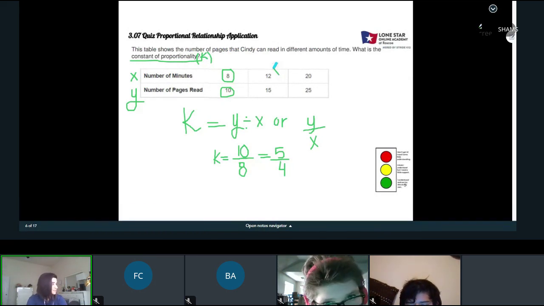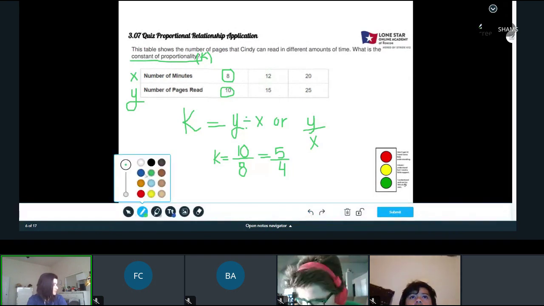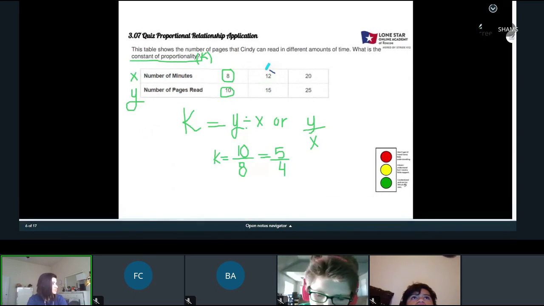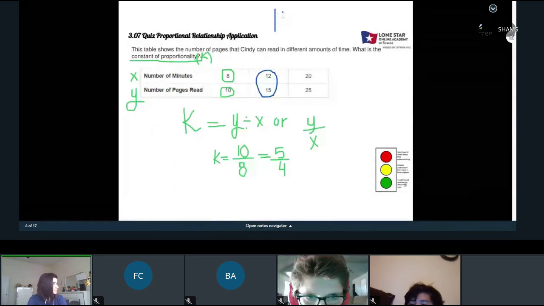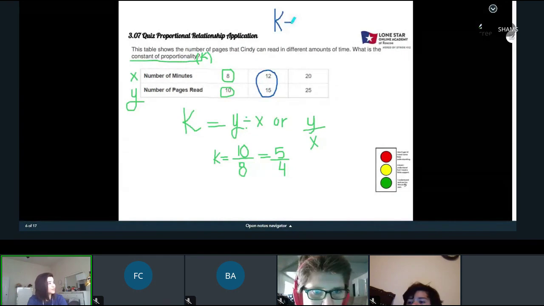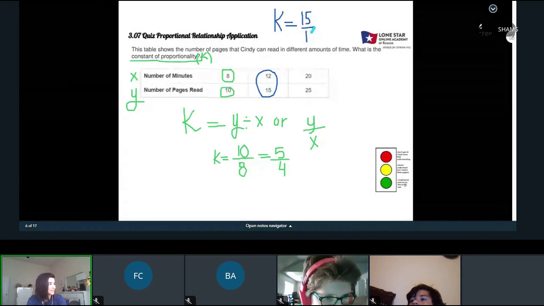That means if I use some different numbers, like for example the second pair, using a different color, I should still end up getting the same k. Let's try it out. If I do 15 over 12, do you still get the same answer for k? It should be a constant number. That's why it's called the constant of proportionality.